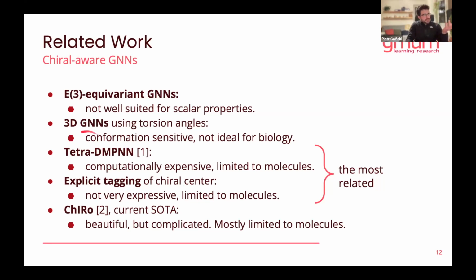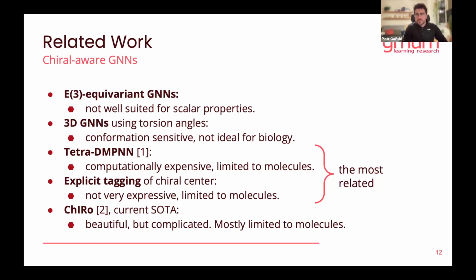The other group of methods that can capture chirality are 3D GNNs that use torsion angles. Yes, the torsion angles are angles between the planes. It's not really important what it is. The point is that they are conformation sensitive. So when you put a different conformation into that model, it will output a somewhat different prediction, and it's kind of annoying in the context of molecular property prediction. They are also evidenced not to work very well for molecular property prediction.